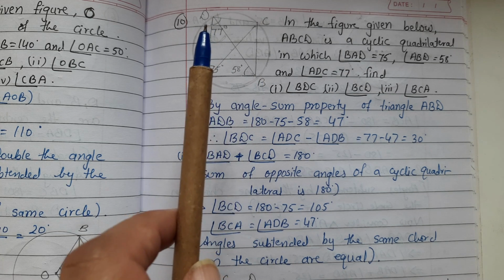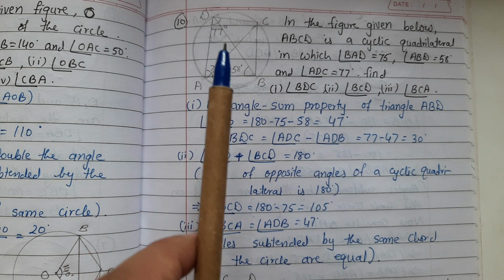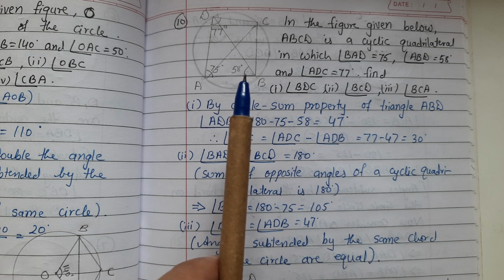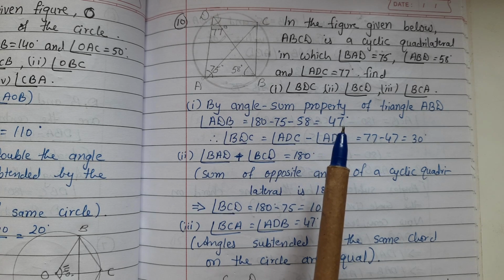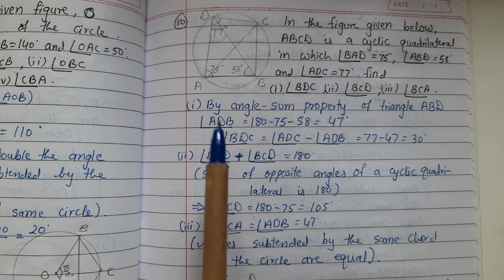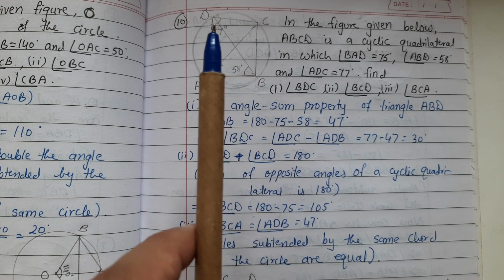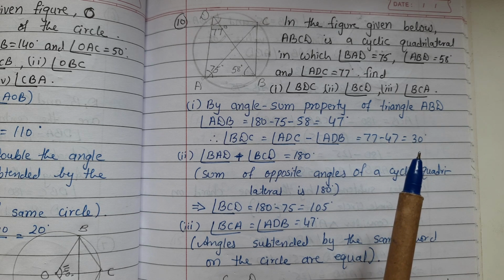In triangle ABD, by angle sum property, angle ADB is equal to 180 minus 58 minus 75, which is equal to 47 degree. Therefore, angle BDC is equal to 77 minus 47 equal to 30 degree.